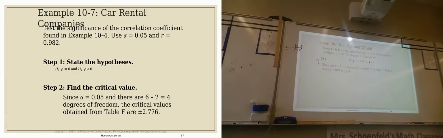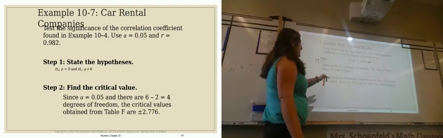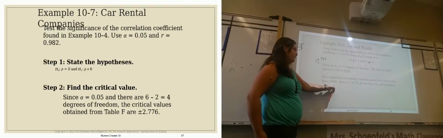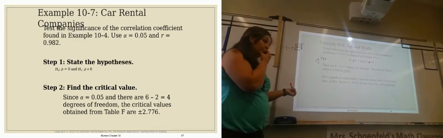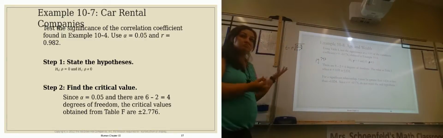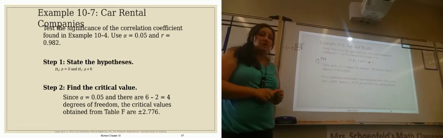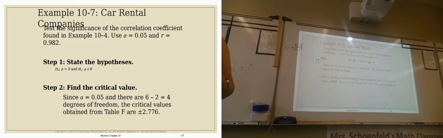So, using that table, our significant relationship r must be greater than 0.834 or less than negative 0.834. So it doesn't, because it's not greater than. So we do not reject the null hypothesis because of that. So that's what some of your stuff will look like.